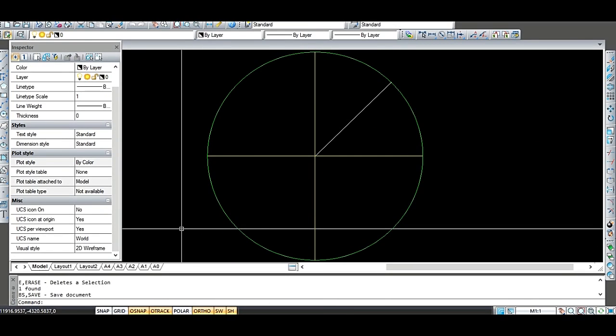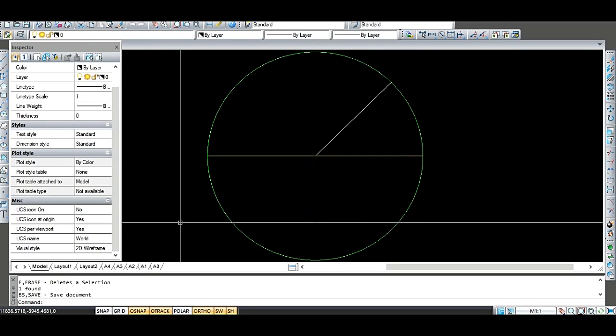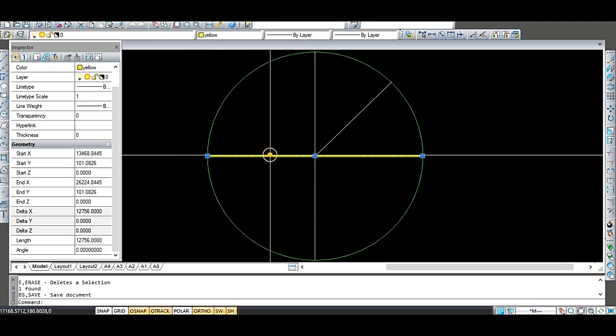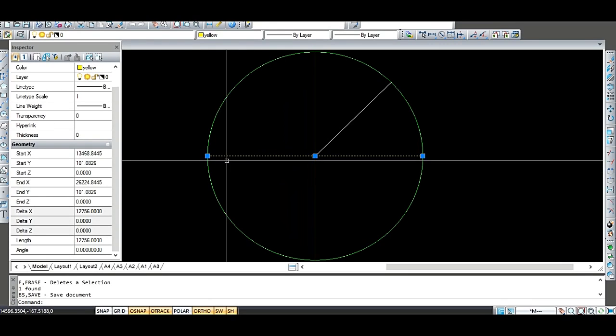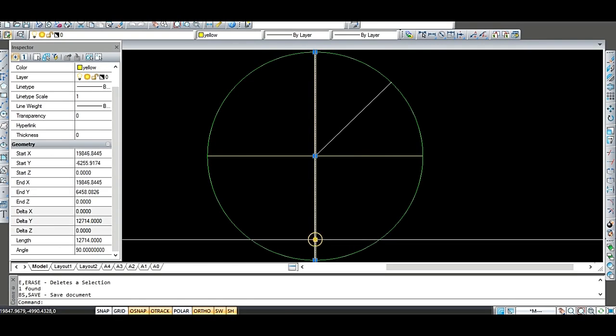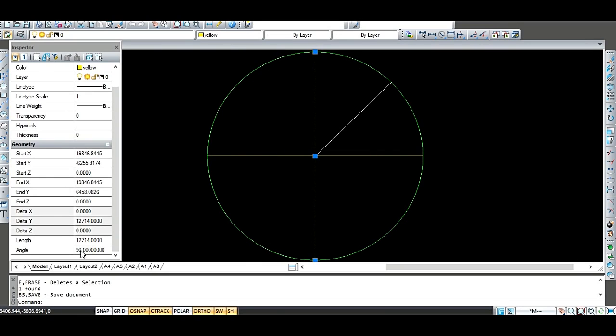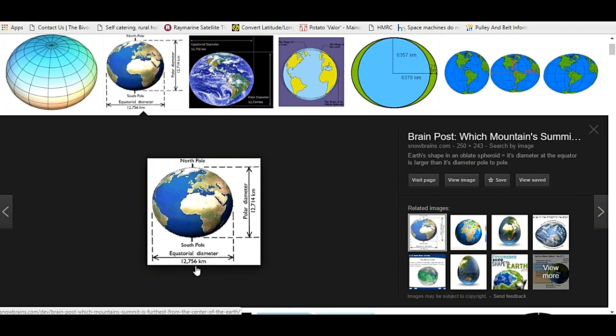Okay, you've probably guessed what I'm going to do next, and that is to put the exact dimensions that we're given for the Earth into AutoCAD as well. So this dimension here, which is across the equator, is 12,756, and the polar diameter is 12,714. So let's just verify that. 12,756 and 12,714.